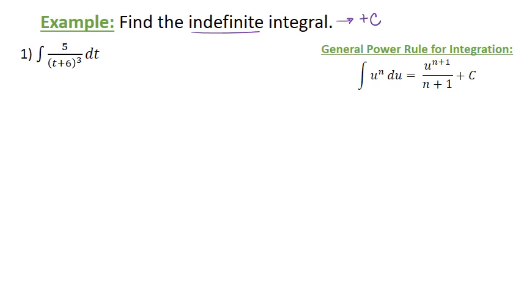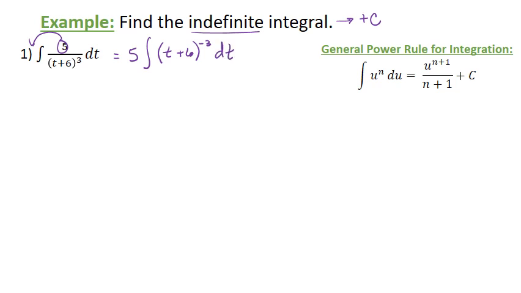So in this example here, I have 5 over the quantity t plus 6 cubed. So in this case, if I have some function to a power of n, I'm just going to apply this general power rule. So it would be helpful to take this constant and move it out in front. So this becomes 5 times the integral of 1. Well, instead of making this a fraction, let's make this a negative exponent so that it models this a little bit better. So I would then have t plus 6 to the power of negative 3.